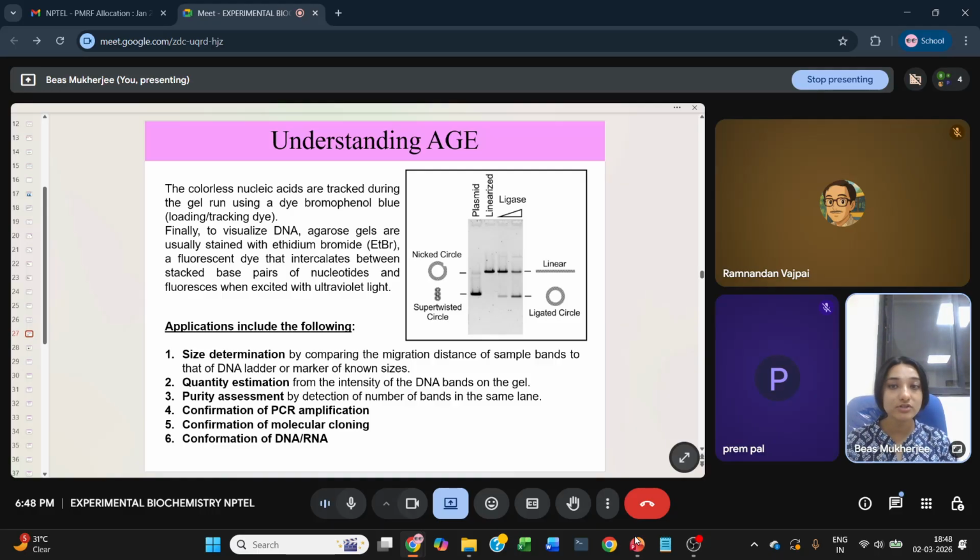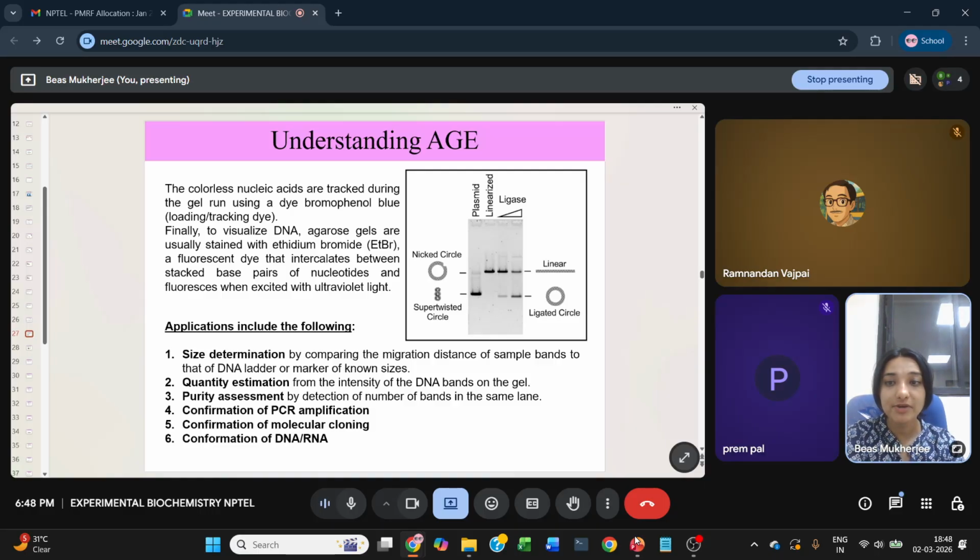Okay, so it is a fluorescent dye that intercalates between the stacked bases of the nucleotide and fluoresces when excited with ultraviolet light. So you will have to use this ChemiDoc, or you can use this DNA visualizer instrument. There you can check.